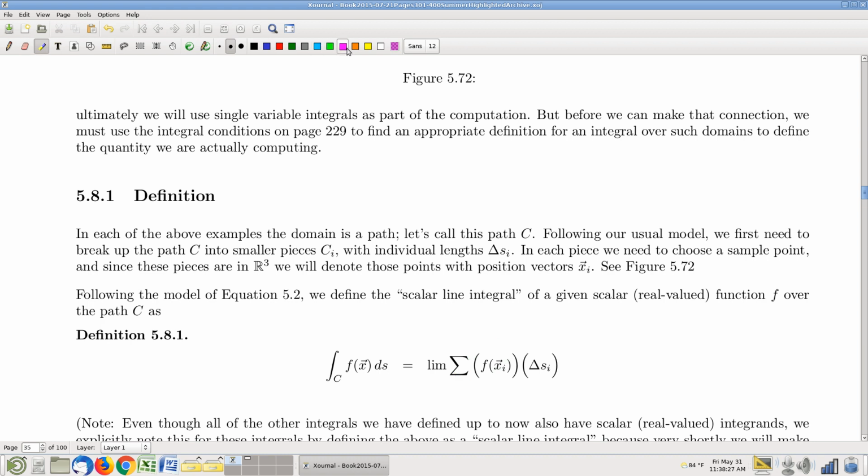This product is intended to represent how much of whatever my accumulating quantity is. Am I adding up mass? Am I adding up mineral deposits? Am I adding up bacteria? Whatever it is, this product represents how much of that stuff is on each little piece. I then add up over all of the pieces, take a limit to make the round-off errors go away, and this is my new Riemann sum. Okay. All right, so this is a new kind of integral.